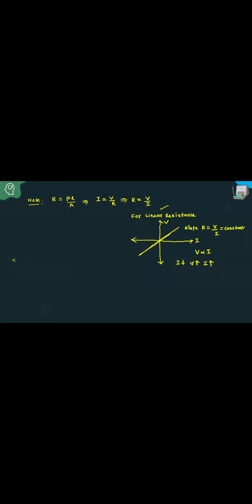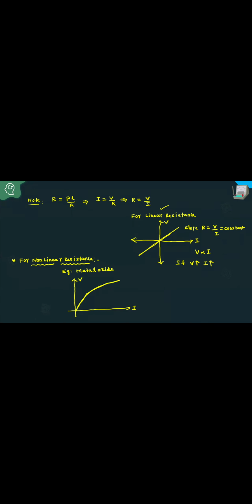Now, when is a particular resistance said to be a non-linear resistor? An example of non-linear resistance is metal oxides. Metal oxides have non-linear behavior. If you draw the characteristics between V versus I, let this be the non-linear characteristics.